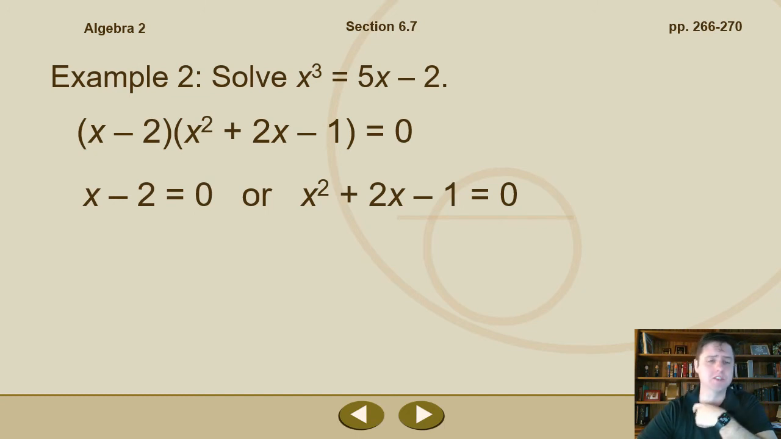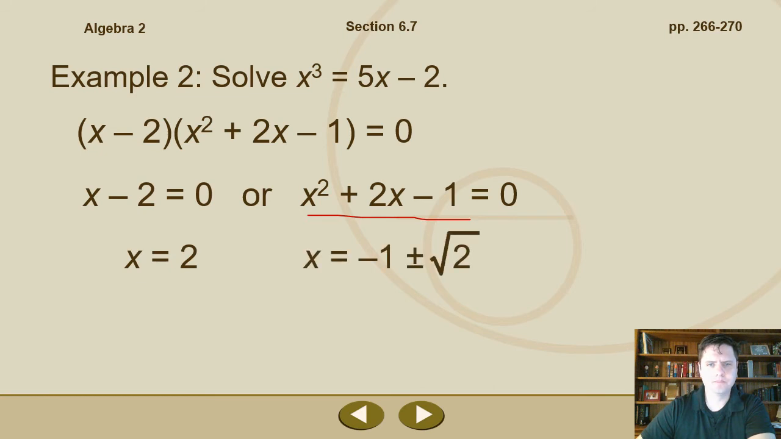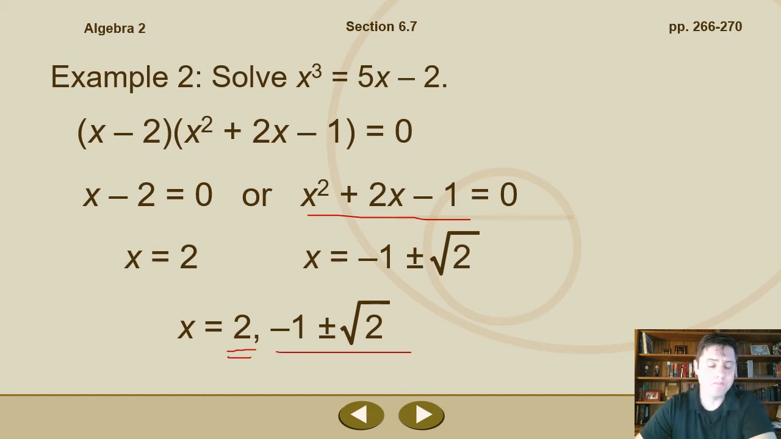So it's either x minus 2 equals 0 or x squared plus 2x minus 1 equals 0. Well, this part doesn't factor nicely, so we're going to have to use the quadratic formula. And when you do the quadratic formula, you get negative 1 plus or minus the square root of 2. So we have 3 roots again, 3 solutions: 2, negative 1 minus the square root of 2, and negative 1 plus the square root of 2. So we've got 3 answers here.